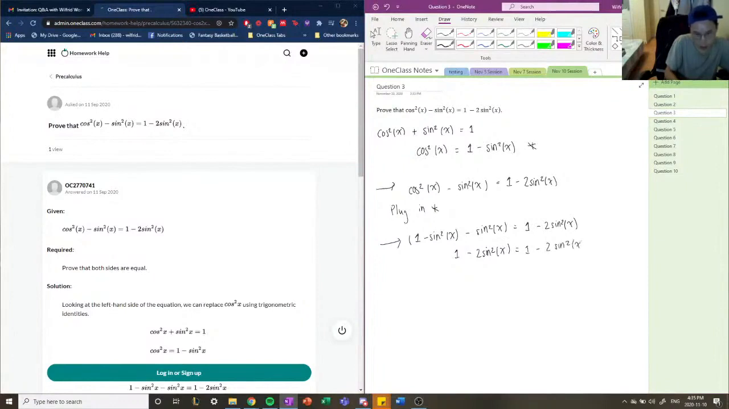So now we have proven that cosine squared x minus sine squared x equals 1 minus 2 sine squared x. So we proved it, and we put a box here. And in fact, this statement is actually a very common trig identity that you should also know. And this is the proof for that trig identity.